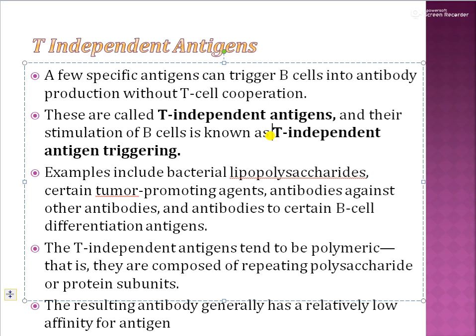T lymphocytes. So T-independent antigens are those which do not require the help of T lymphocytes to trigger an immune response. And T-independent antigens usually tend to be polymeric, that is, they are composed of repeating polysaccharide or protein subunits, and the resulting antibody generally has a low affinity for the antigen.